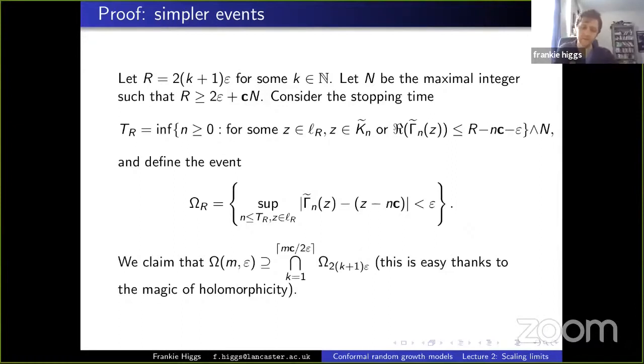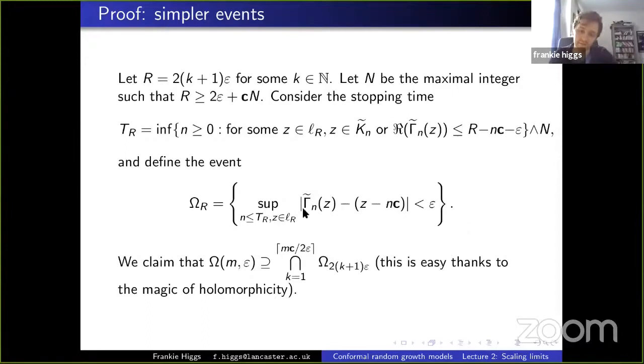And we say that if all of these events Omega_r happen for r equals, well, 4 epsilon all the way up to this slightly fiddly calculation here, which is roughly m times c, which should be t, so roughly from 0 up to t, then the result holds for the whole thing. But in fact, we want to bound the error on a half plane.